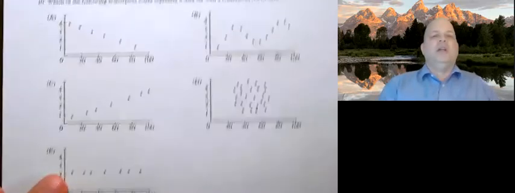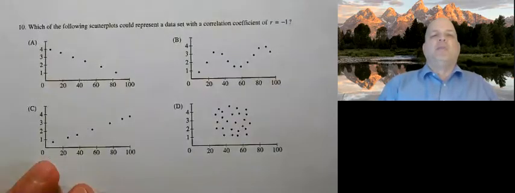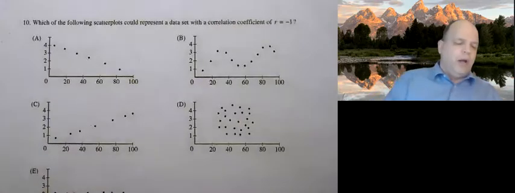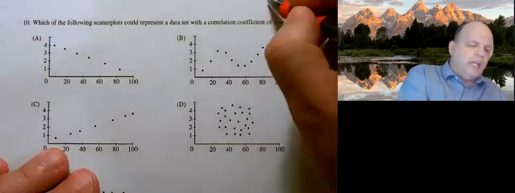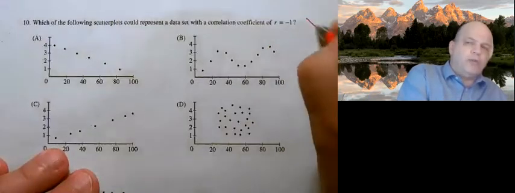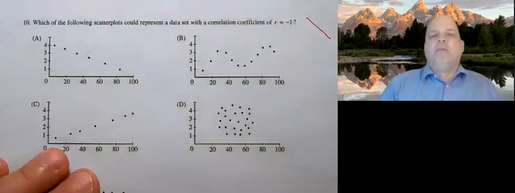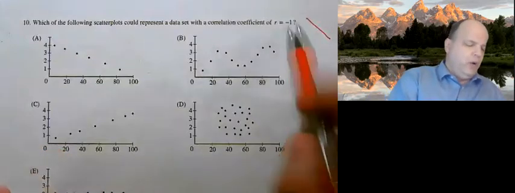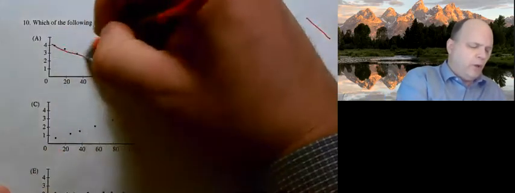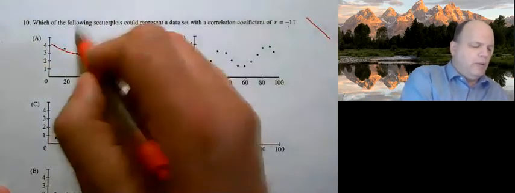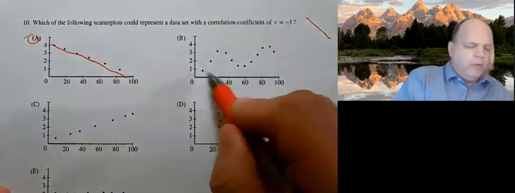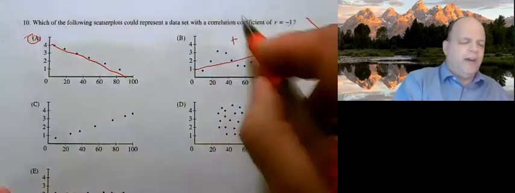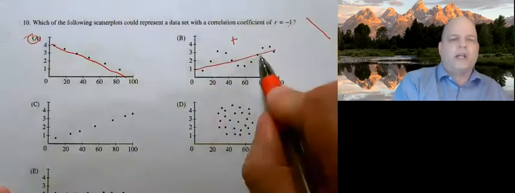All right, number 10. Which of the following scatter plots could represent data with a correlation coefficient of R equals -1? Well, the fact that it's negative means I should have a downward slope. And the fact that it's a 1 tells me it should be a straight line. So this is downward and about a straight line. This is going to be letter A. However, just so you know, this one is going up. It's going to be positive, but it's going to be some value between 0 and 1 because it's not a perfect line.